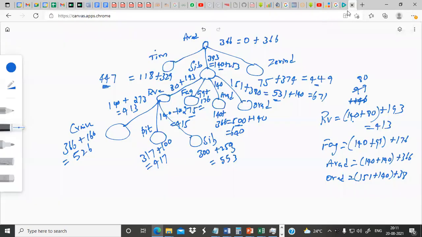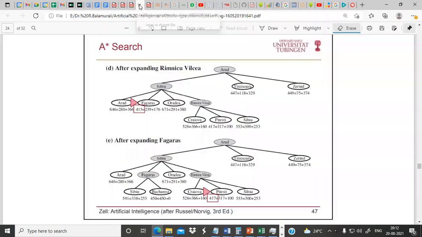In our graph also, if you see Fagaras here, it is 415. So this is what we are going to explore, because out of all the unexplored nodes, this is the minimum cost one. So now we'll explore Fagaras. Better I will continue here because this is much clearer. From Fagaras, what are the destinations we can reach? That is what we have to check.